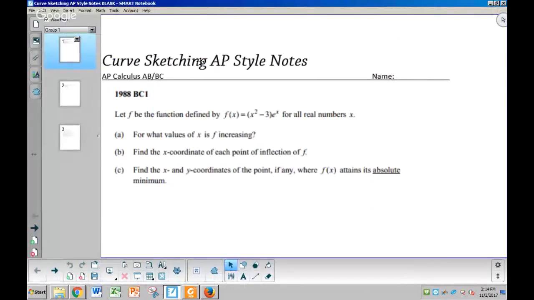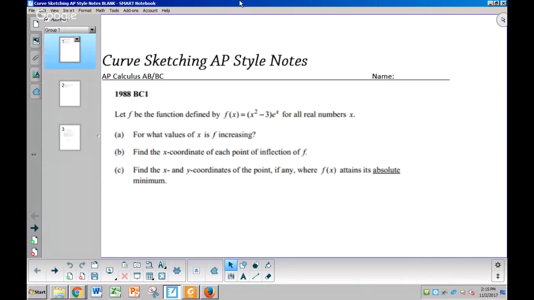All right, so we're going to work some actual AP problems. We're going to start with 1988, BC1. So I'm going to make BC calculus students out of all of you and show that you can actually do BC work.